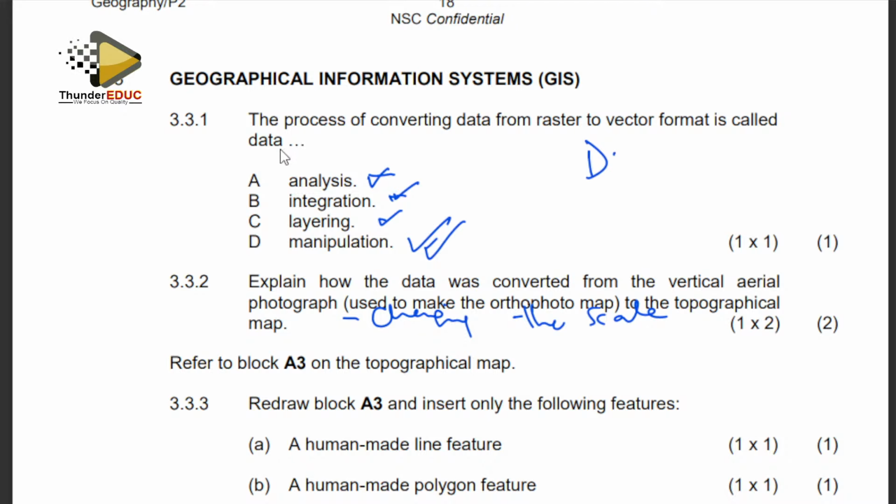And we can also look at another option, which is by using symbols. Remember, vector data is used on the topographic map, and therefore you have points, lines, and polygons. Raster data is used on the orthophoto map, so we have pictures. So they are using symbols now instead of pictures. That's why we say they can use that method.